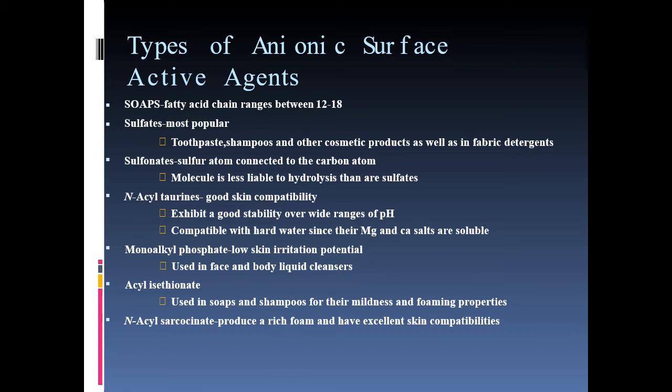And next one is monoalkyl phosphate, that has low skin irritation potential. It is used in face and body liquid cleaners. And next one is alkyl isethionate, that is used in soaps and shampoos for their mildness and foaming properties. And last one is alkyl sarcosinate, that produces a rich foam and has excellent skin compatibility.